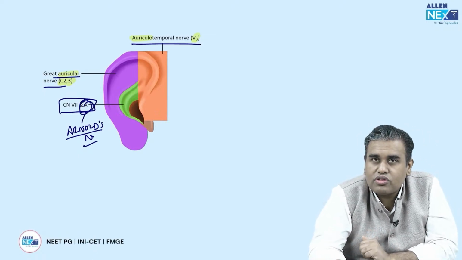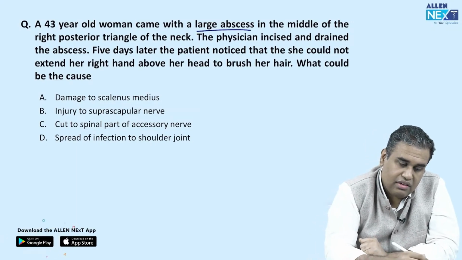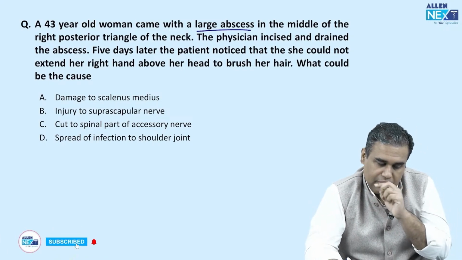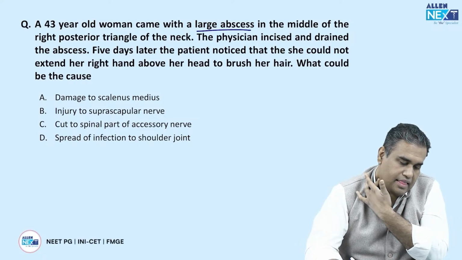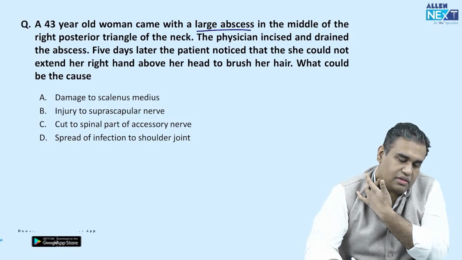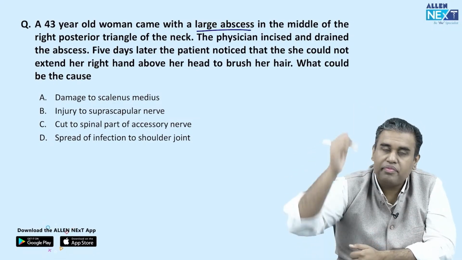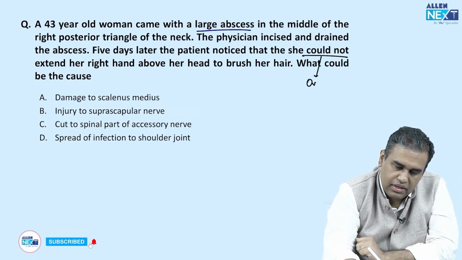Remember this, very famous question. A lady came with a large abscess, very, very famous question. This is for your quick recall. Large abscess in the middle of the right posterior triangle of the neck. The physician did incision and drainage. 5 days later, the patient noticed that she could not extend her right hand above her head to brush her hair. It means there's some problem in overhead abduction.